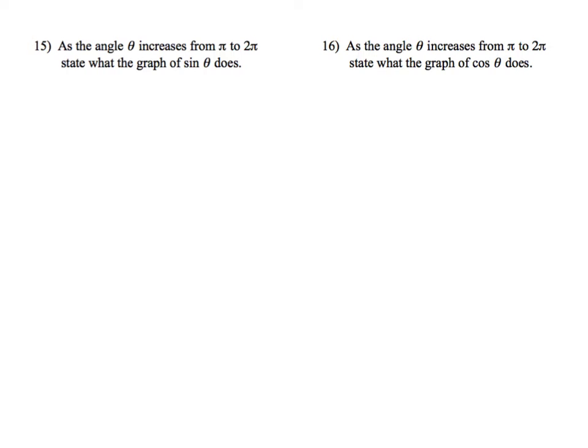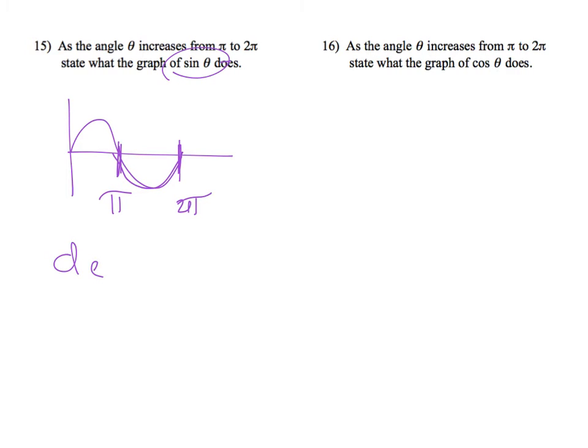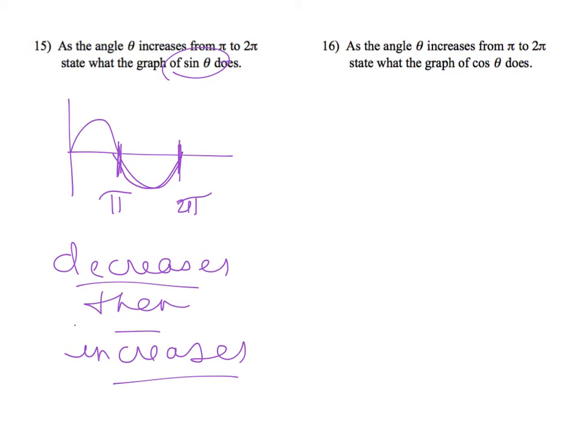Same question, but, you know, different interval. So graph a little sine, from pi to 2 pi. So if this is pi, this is 2 pi. For a regular graph of sine, it's decreasing and then increasing. So it decreases, then I'm writing in cursive, hopefully you can read it, then increases. Decreases, then increases, that says.